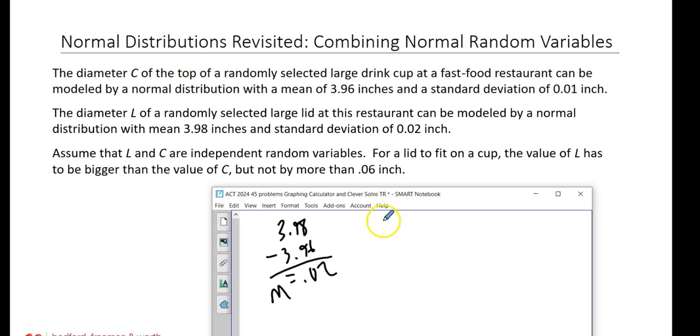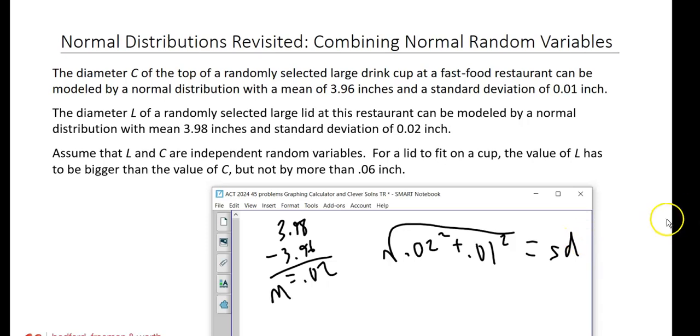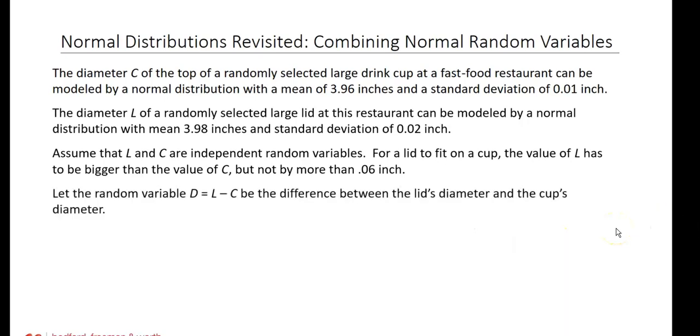Standard deviation, how do I do that? I'm going to take the square root of 0.02 squared plus, I don't know if I did that in the right order, 0.01 squared, and that will be my standard deviation. So let's see if they do this for us.